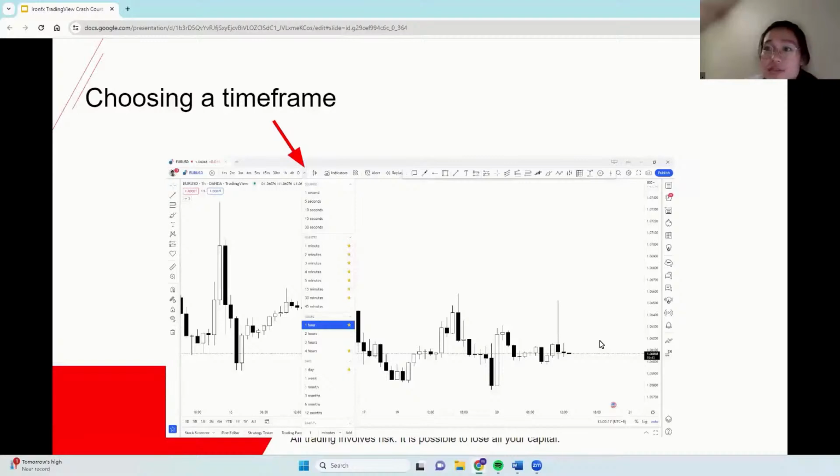So when it comes to choosing a time frame, it really depends on your own trading strategy. But all you have to do is basically click on any of these time frames here. But you can also customize it. There are more options when you click on this arrow here.